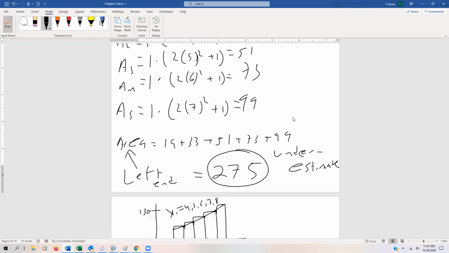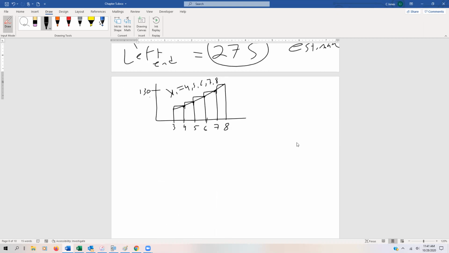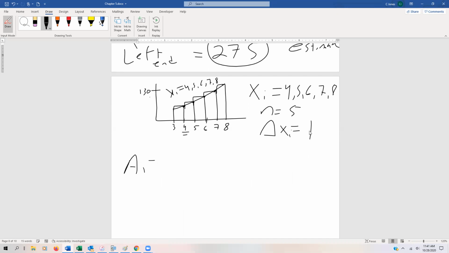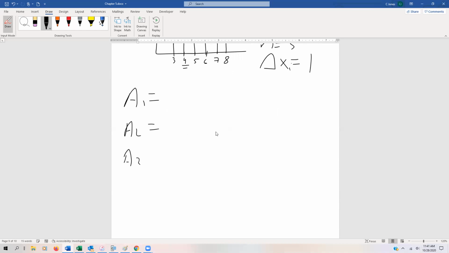We can figure out what the next area is, and somewhere in the middle between 275 and the upper bound is going to be the true area. In this case, our x sub i is going to start at 4 because we're using the right endpoint. So it's 4, 5, 6, 7, and 8. Remember, n is equal to 5, and delta x sub i is going to be 1 each time. We can clearly see that to go from 3 to 4 to 5 to 6, it's always 1. So we're going to have A1, A2, A3, A4, A5, and stop there.